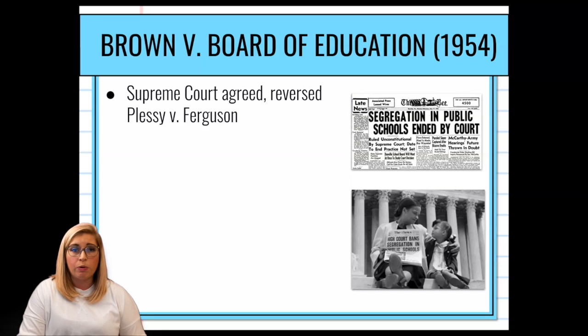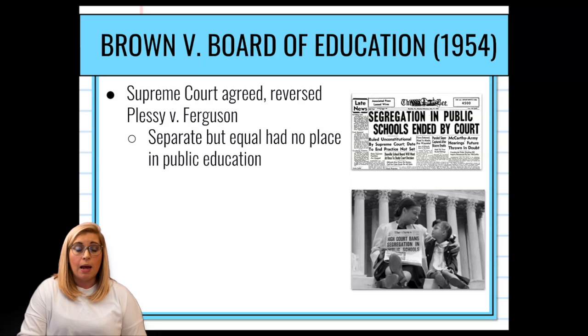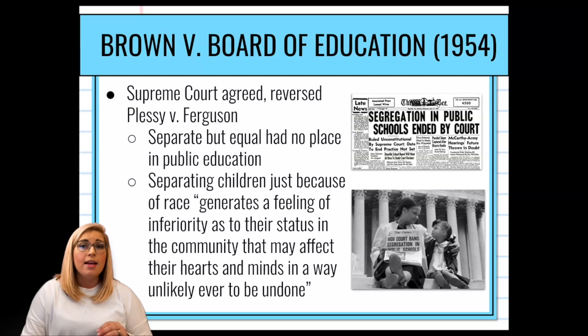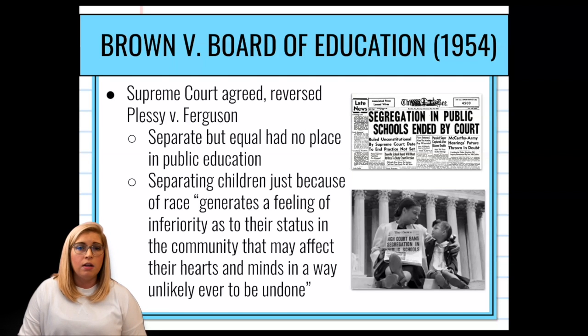They got rid of the whole separate but equal doctrine, and they said separate but equal had no place in public education. It was not right. I actually looked at this court case when I was in school, and I always thought they said this because the facilities and the teachers and all that weren't equal, and that wasn't fair. But actually, what one of the justices wrote is here on the screen. They said that separating children just because of race, quote, generates a feeling of inferiority as to their status in the community that may affect their hearts and minds in a way that is unlikely ever to be undone, unquote.